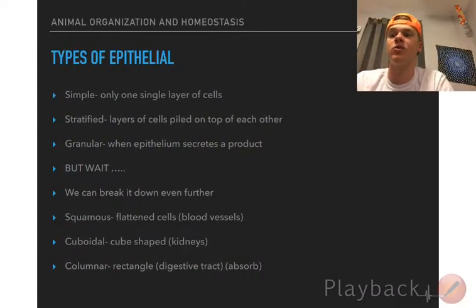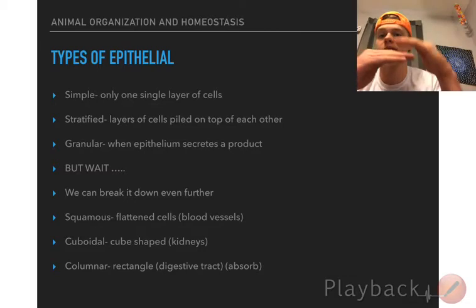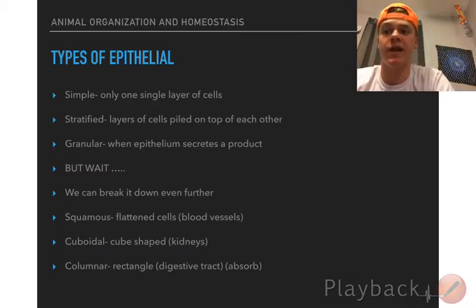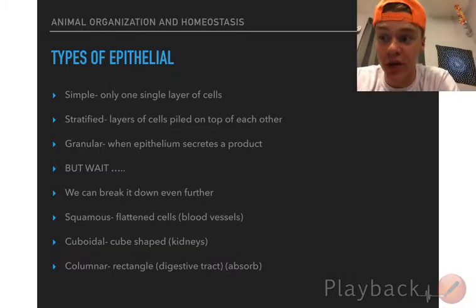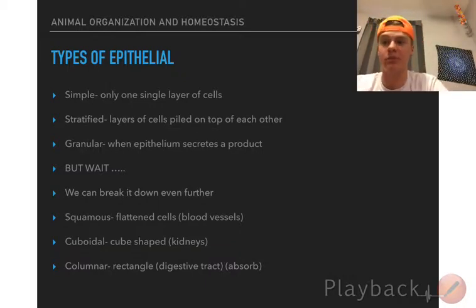We could break it down into simple, stratified, and glandular. Simple meaning only one single layer of cells. Stratified meaning layers of cells piled on top of each other. And then glandular is when the epithelial secretes a product. But wait, we can break down even further into squamous, cuboidal, and columnar.